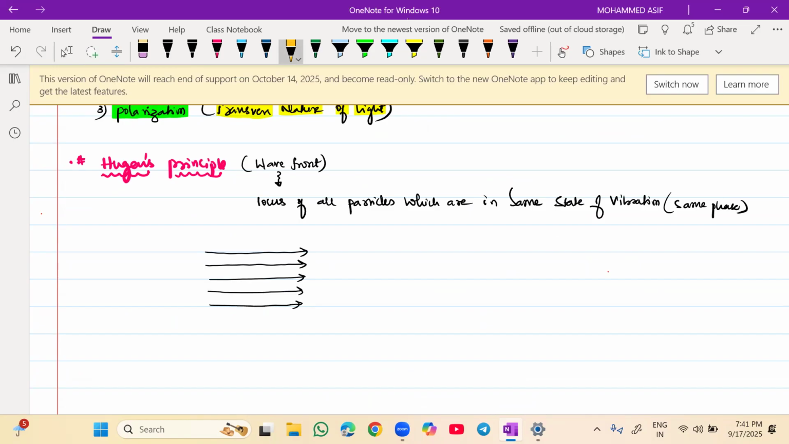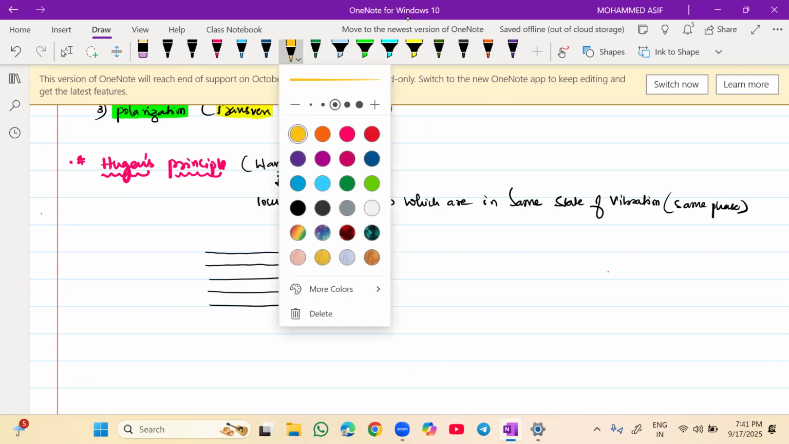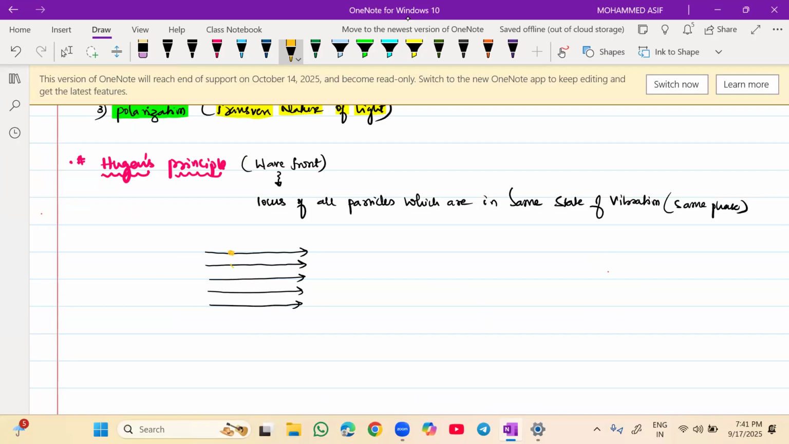Okay. If I take one particle in this one, say for example, this is one particle here, this is one particle, this is one particle, this is one particle. Because light is made up of billions and trillions of particles. If I take one particle in this one and attach all of them like this, that means if I draw a line exactly touching all of these, this will be called your wavefront. And this one is called your ray of light.